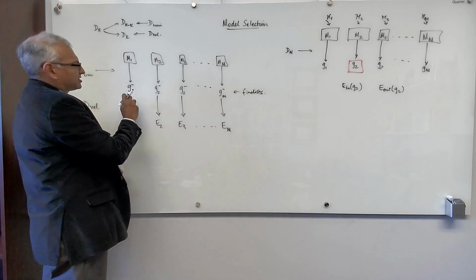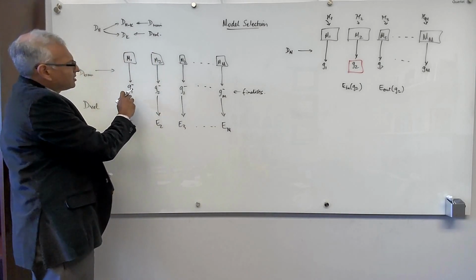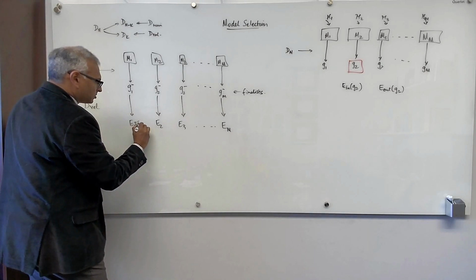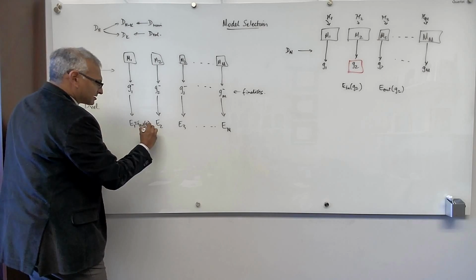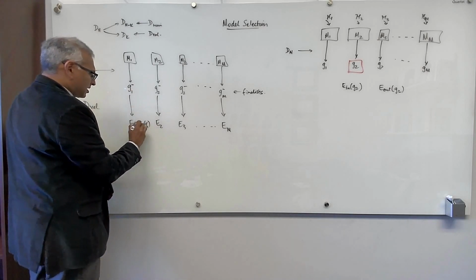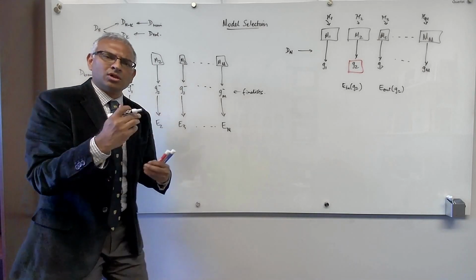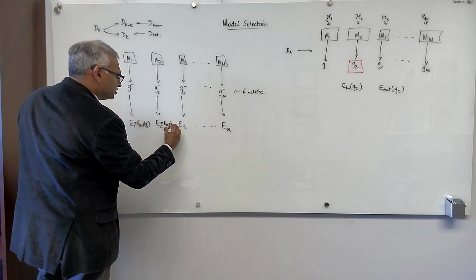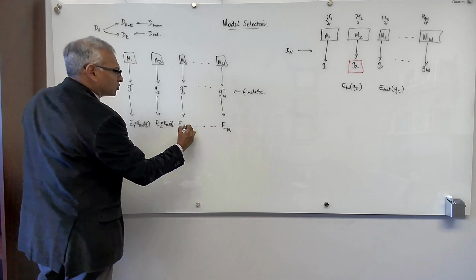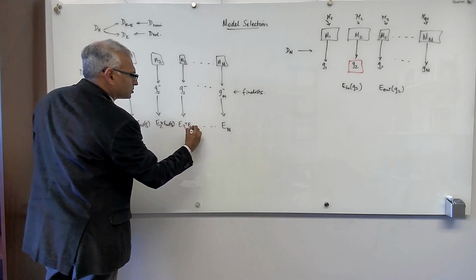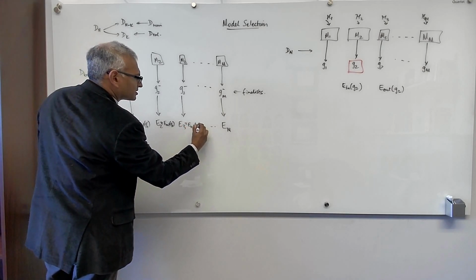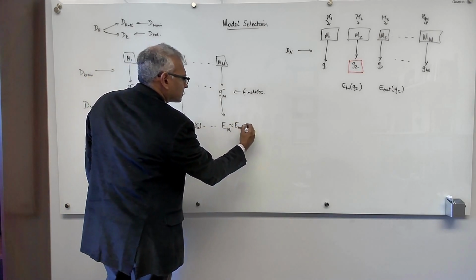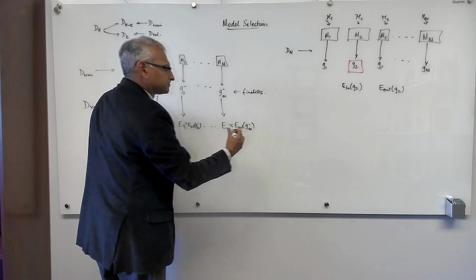These validation errors are estimating the out-of-sample error for the deficient hypotheses. So E1 is approximately equal to E out of G1 minus, let us assume, okay? And E2, and you can go and sit down and do all the analysis. E2 is approximately equal to E out of G2 minus, okay, and so on. Approximately equal to E out of G3 minus, and this is approximately equal to E out of Gm minus.